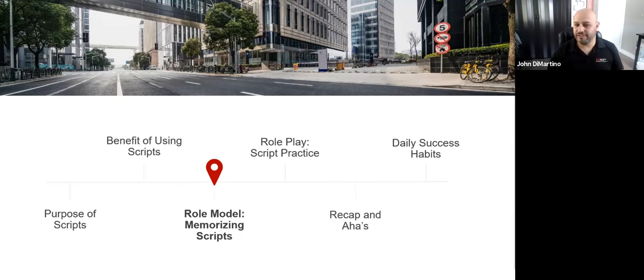Ask follow-up questions. When you ask them a question, don't just stop and say, where are you moving to? How soon do you want to be there? All right. Go 2 or 3 levels deep on that question.